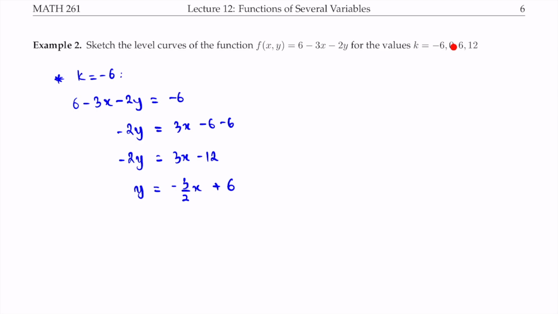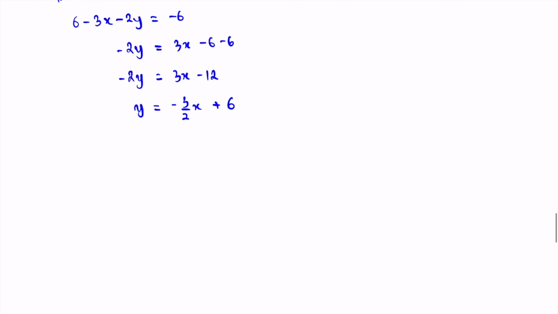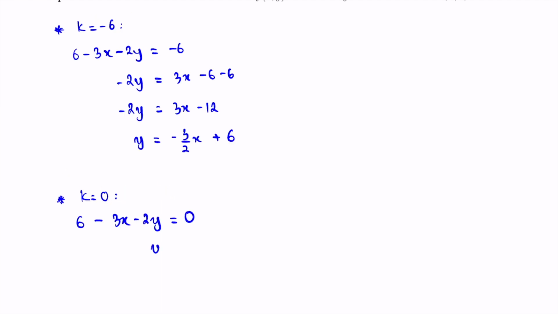Now you have the next value of k, which is 0. We're going to do the same thing. When k is equal to 0, you have 6 minus 3x minus 2y equals 0, and you solve for y in terms of x because the equation looks like the equation of a line. You get that y equals negative 3/2 x plus 3.